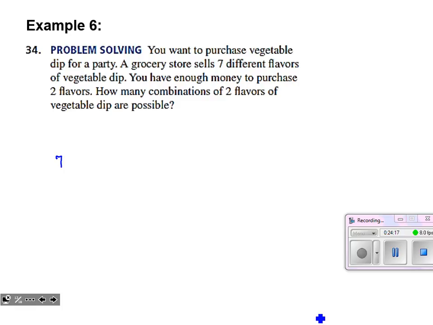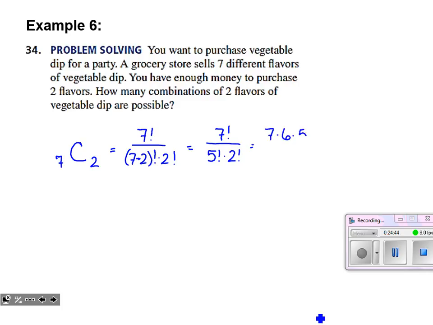So there are 7 different varieties. It doesn't matter what order they're in. I'm just going to choose 2 of them. How many different ways could I choose 2 of them? And again, let's practice our factorial definition of a combination. Okay, that's the same as 7 factorial over 5 factorial times 2 factorial.